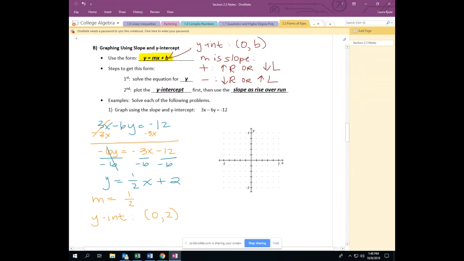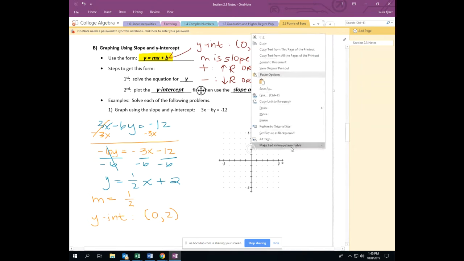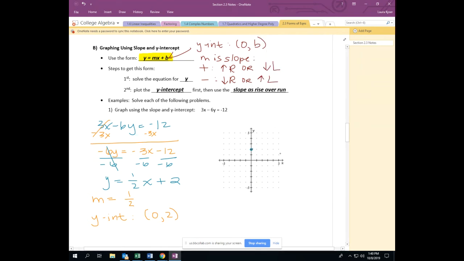First thing, plot the y-intercept. My y-intercept is at +2, right here on the y-axis. Then to move my slope, which is positive, I can either go up and right or down and left. I'm going to demonstrate both so that you can see them. Slope is 1/2, so up 1, right 2. There's a point there. Or I could have gone down 1, left 2, which puts me on the same line.